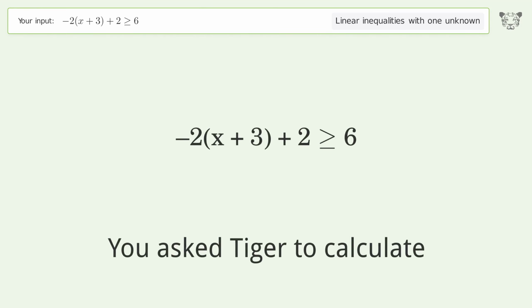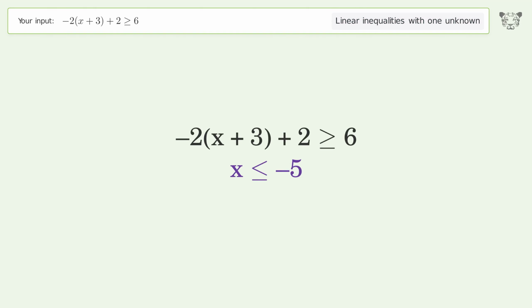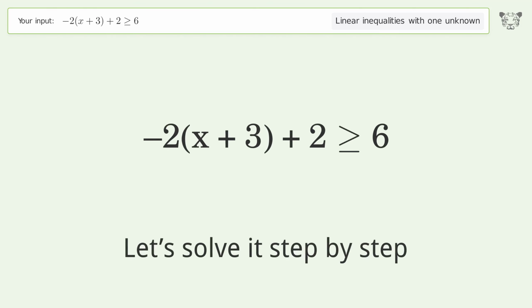You ask Tiger to calculate. This deals with linear inequalities with one unknown. The final result is x equal or smaller than -5. Let's solve it step by step.